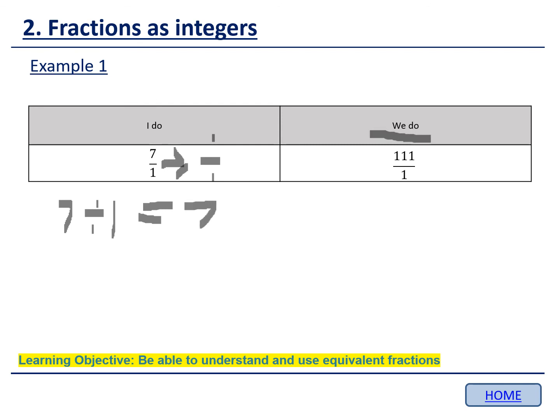Try the we do. So if you end up with 111 because you did 111 divided by 1, then perfect. You got the answer right. Well done.